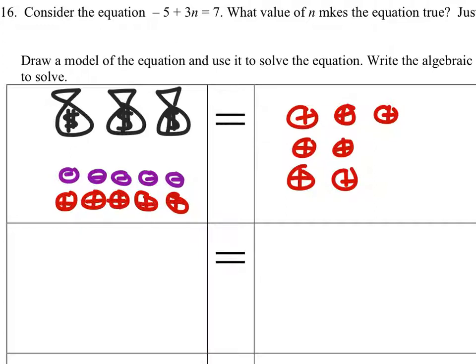Now how many positives did we put there? 5. So I'm going to put 5 on the other side. 1, 2, 3, 4, 5. And again, each of these is a positive.